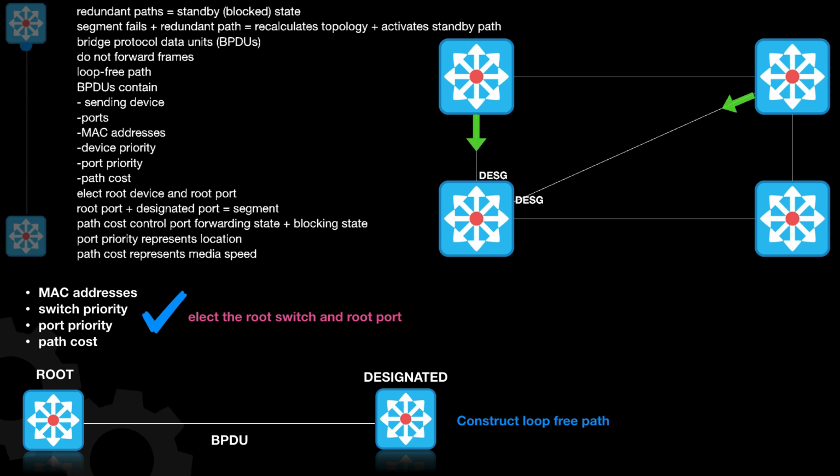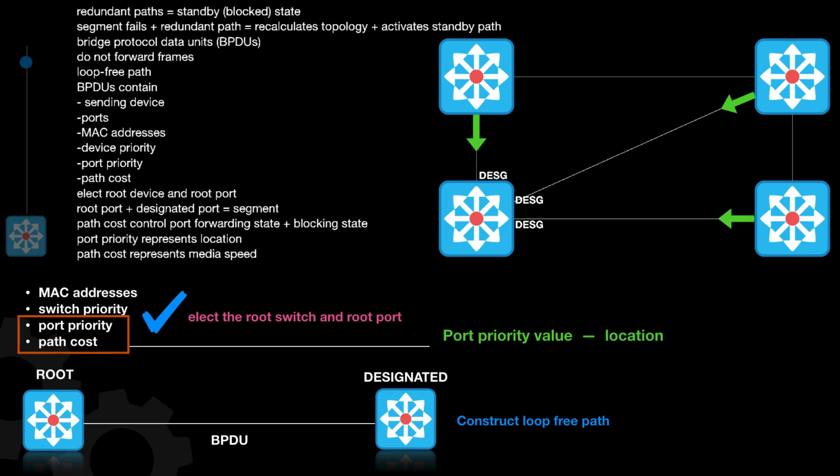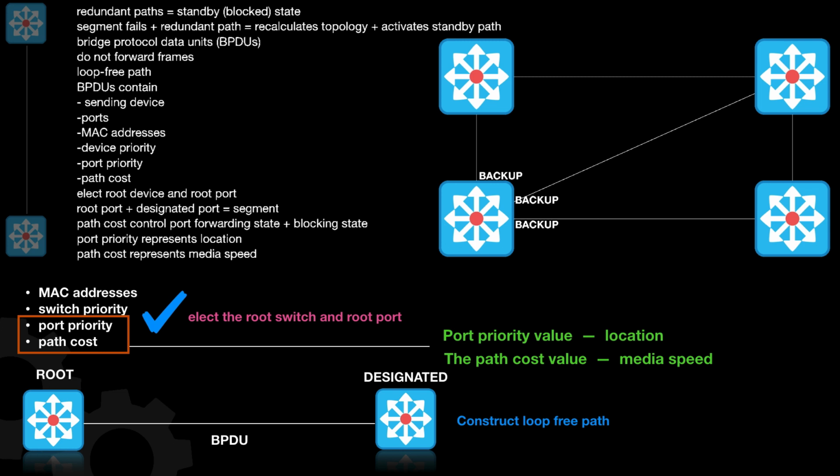When two ports on a switch are part of a loop, the spanning tree port priority and path cost settings control which port is put in the forwarding state and which is put in the blocking state. The spanning tree port priority value represents the location of a port in the network topology and how well it is located to pass traffic. The path cost value represents the media speed.